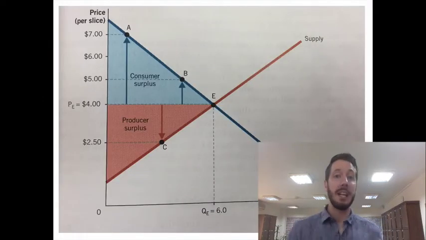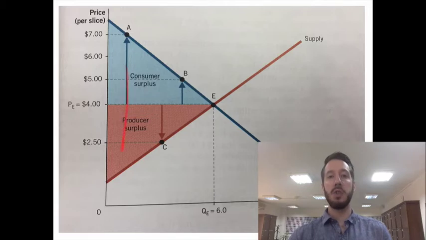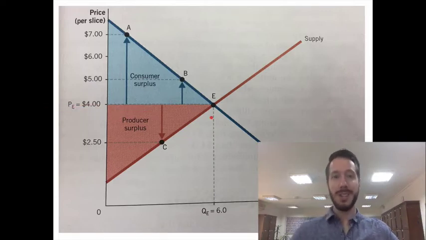Now, if you look at this in a chart, this is what it looks like. We have our efficiency right here because we've maximized consumer and producer surplus, and we have equity because we have the same amount of surplus for both. We have an equal distribution between buyers and sellers here.